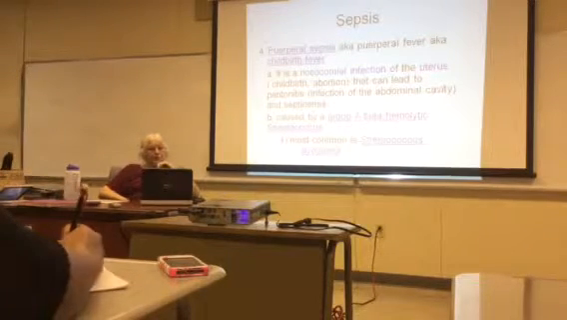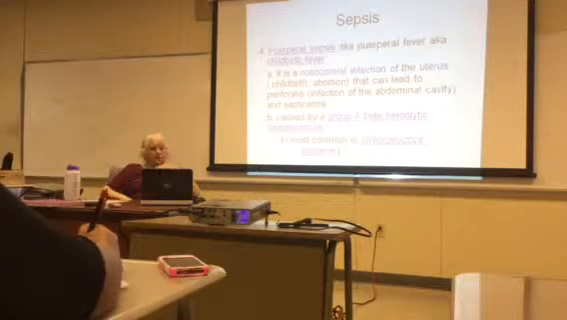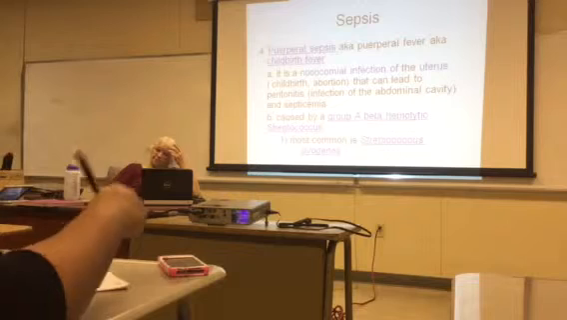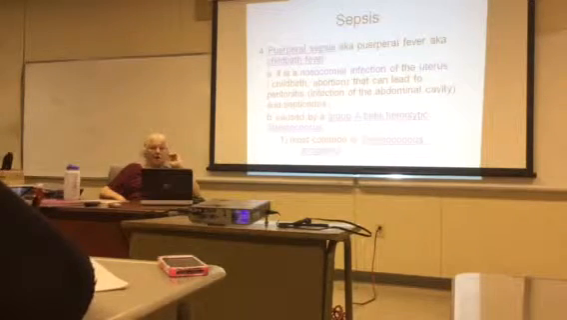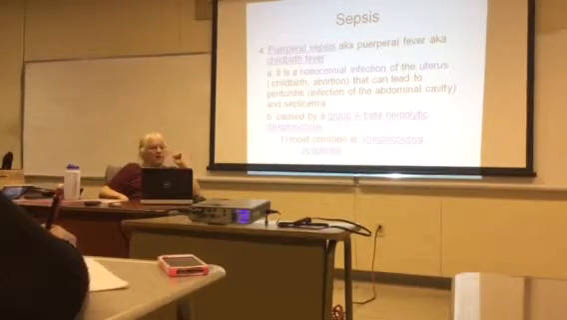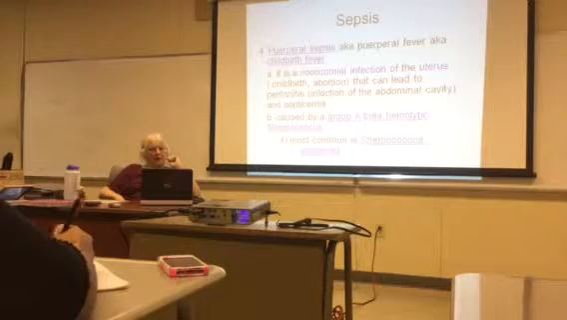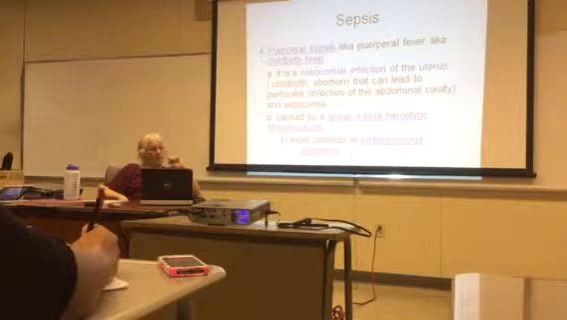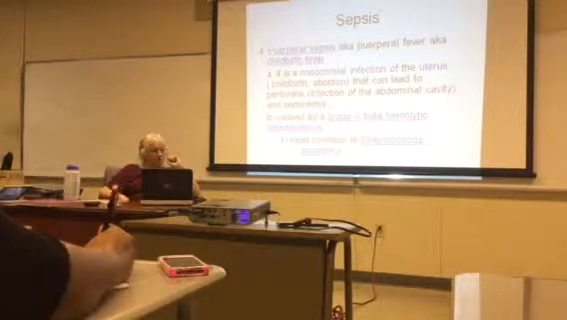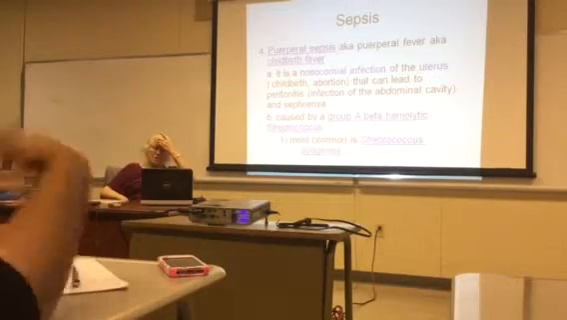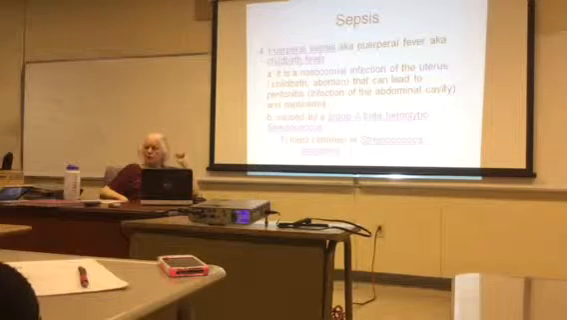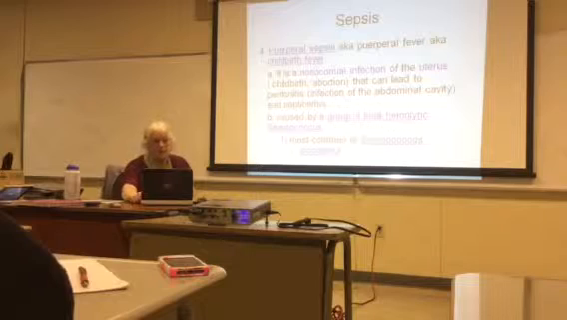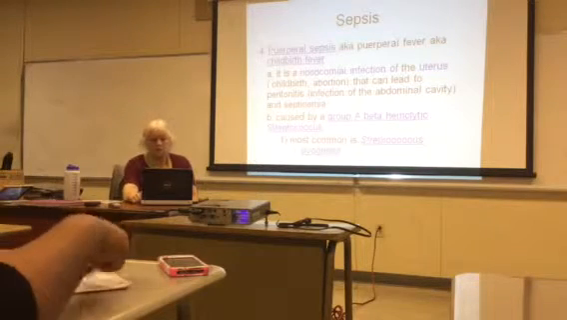It can lead to peritonitis, which is infection of the abdominal cavity, and septicemia. Puerperal sepsis is caused by a group A beta hemolytic streptococci, and the most common one is Streptococcus pyogenes. Streptococcus pyogenes is a bacteria that is responsible for a lot of different diseases, and one of them is this puerperal sepsis.